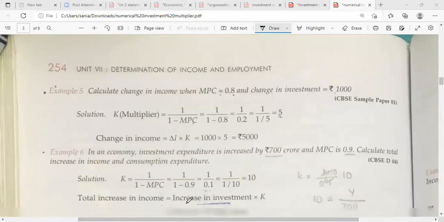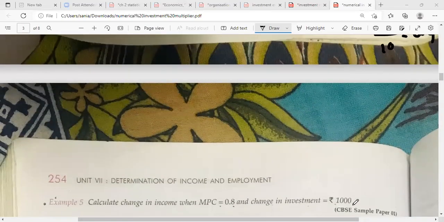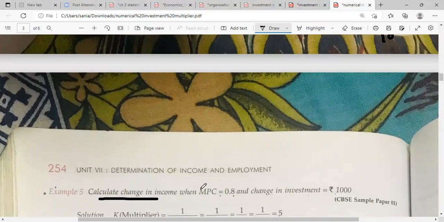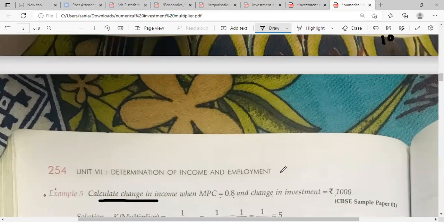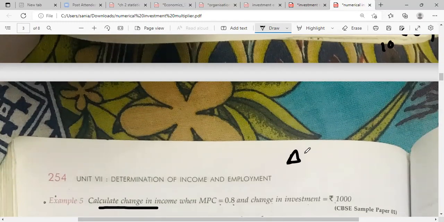Okay. Now coming to the next one. See, over here, MPC is given and investment is given. So what do you have to find? You have to find a change in income. So can you do it? Change in income, that means you have to find delta I. Sorry, delta Y.